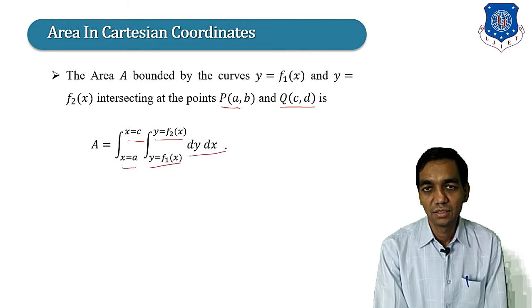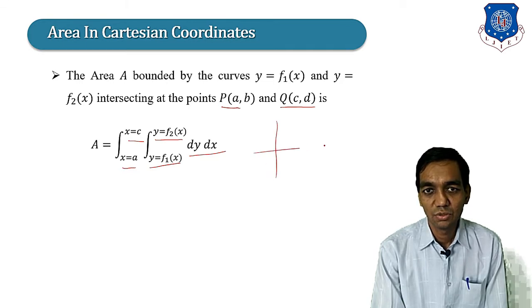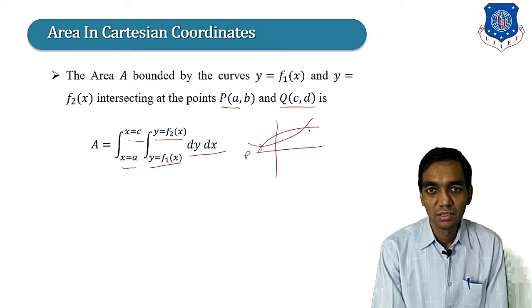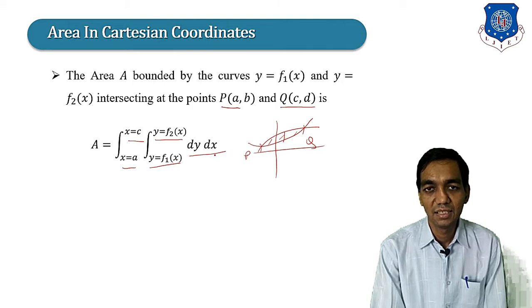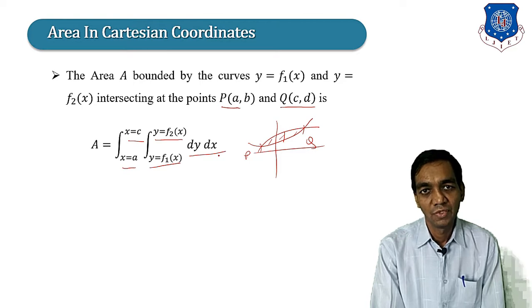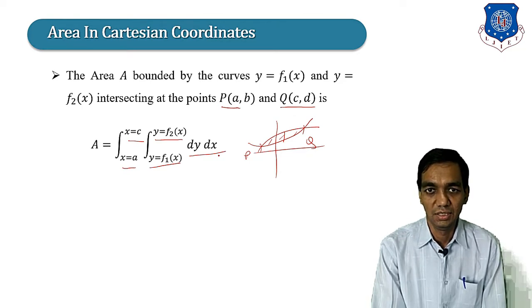dy dx. Okay, that means suppose you have any two curves which are intersecting like this, and this point is P, this point is Q, and you have to find this area. Then in that case we are going to draw the strip parallel to y, and the double integration dx dy or dy dx will give you the area in Cartesian coordinates.